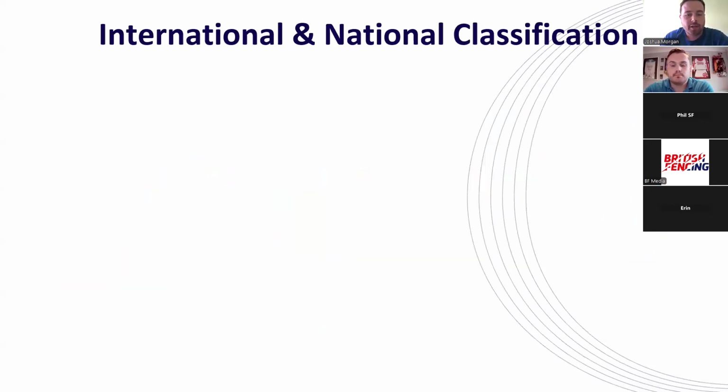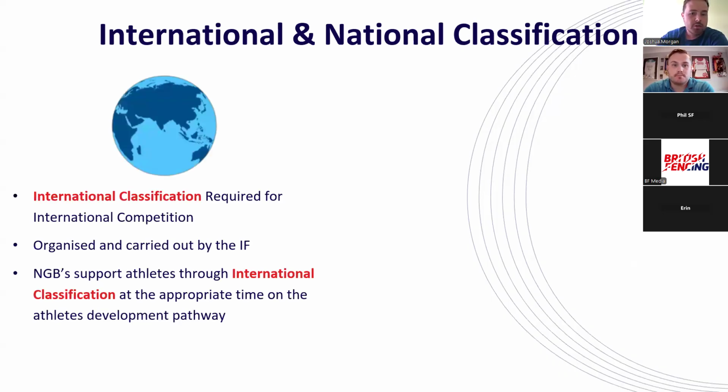So, international and national classification. As I mentioned earlier on, the IPC classification code governs everything internationally, while the UK classification code governs everything that's done on a national classification basis. Sorry, but what are the differences between an international classification and a national classification, and what do they mean? With an international classification, every athlete is required to go through international classification to compete at international events. If an international federation is running competitions, whether that's a world tour, a continental championships, a world championships, or a Paralympic Games, every athlete would need to go through international classification to be able to compete at those games.